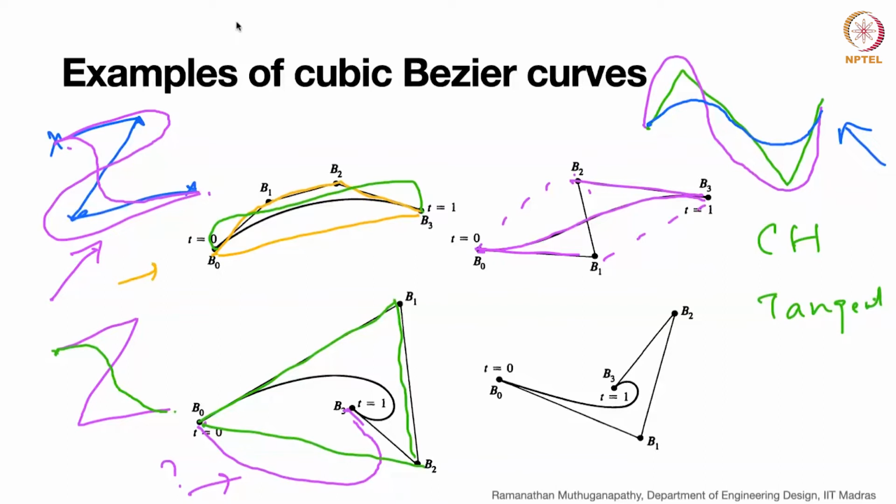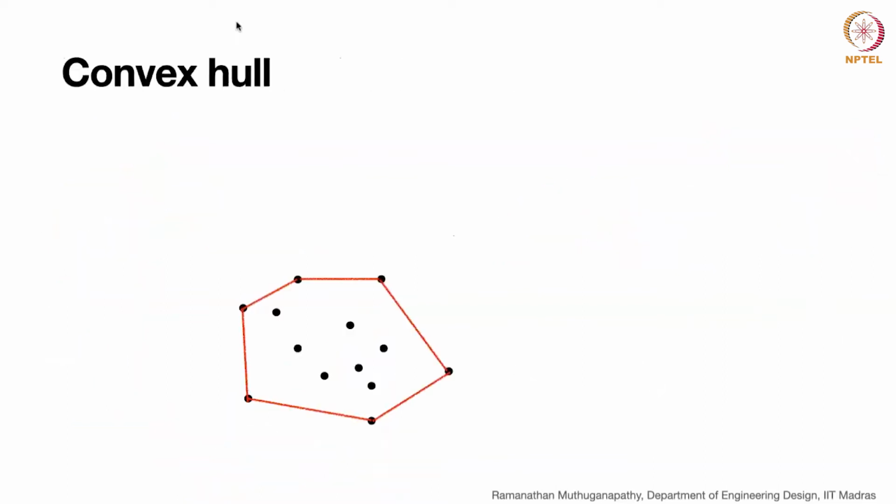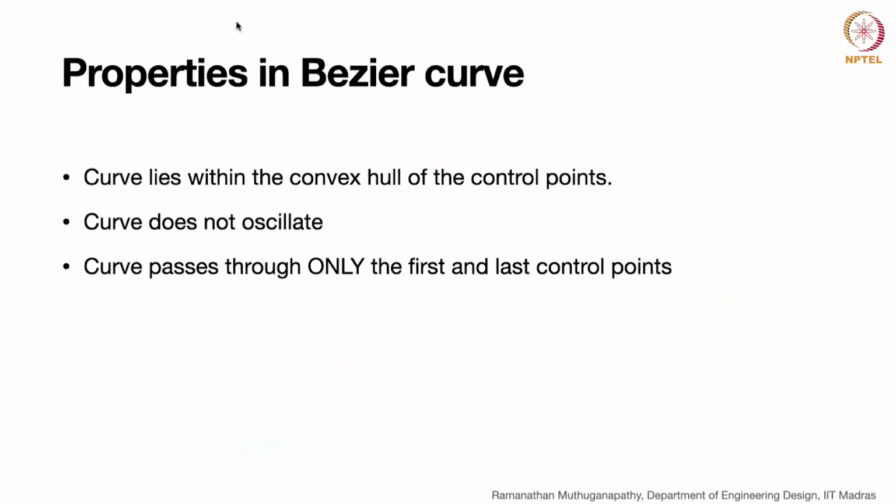Did you get this? Understand this idea? Yes, sir. And remember, this is the convex hull. These are the properties: the curve always lies within the convex hull, which we saw, and the curve does not oscillate. For example, when I have a polygon like this, it doesn't go like this. So it will always be at a lower oscillation mode. It never oscillates more than the polygon itself. So if I have a polygon like this, I won't have a curve like this.